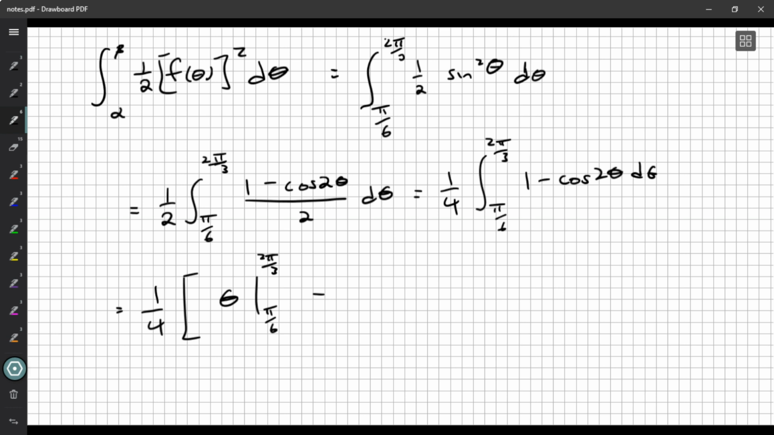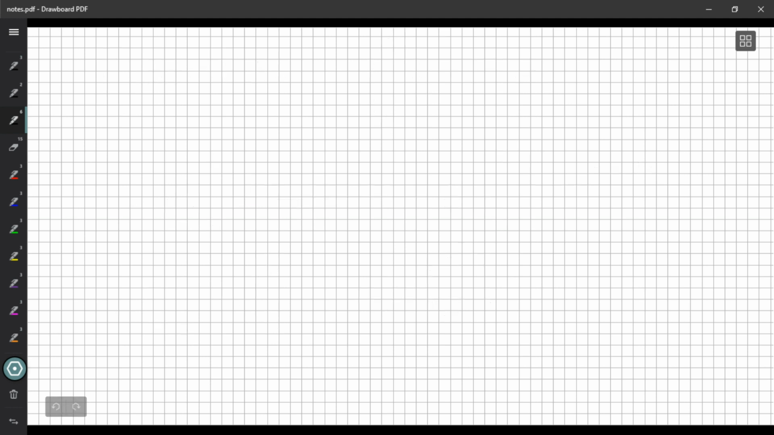Minus, okay, antiderivatives of cosine look like sine, so we might guess sine 2 theta. But if we differentiate that to double check, we'll get an extra times 2, so we divide by 2 to correct for that. Okay. And now we just need to evaluate this expression. And that will be the area we seek.